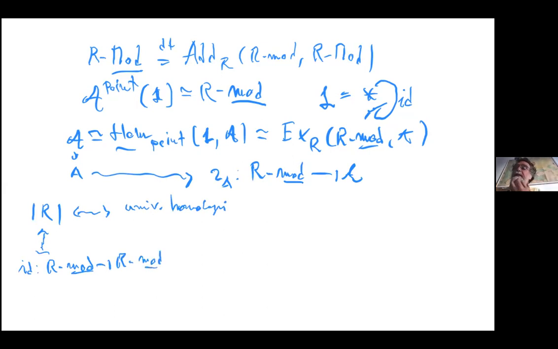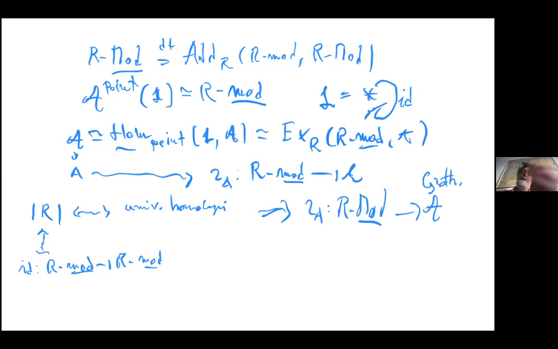Okay, and if this category is Grothendieck, then you can extend it to the big one. So you also have A to the big one, because this is the indization of this one. So you have 2A for this Grothendieck, and this is also preserving filtered colimits.